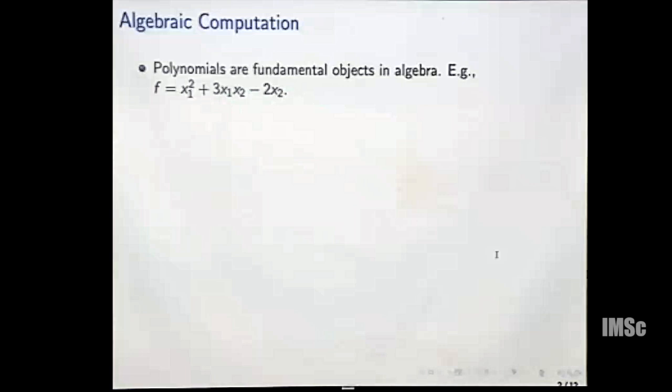x1 square plus 3x1 x2 minus 2x2. Okay, so this polynomial has degree 2 and it has three monomials, right? One is x1 square, the other is 3x1 x2, the second one is minus 2x2. So now we want to understand how to compute this polynomial.